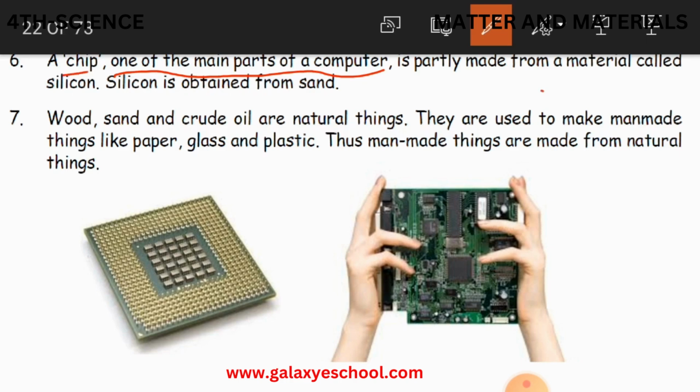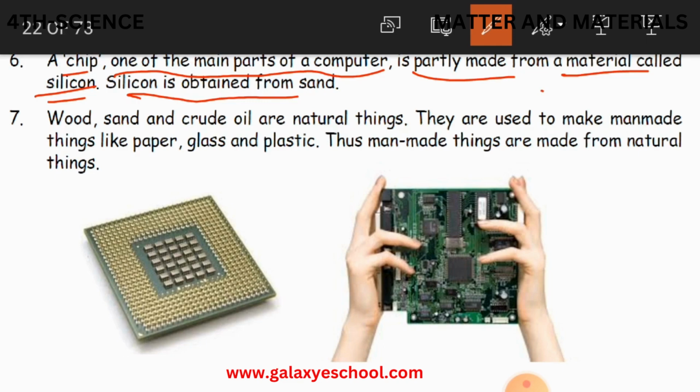This chip is partly made from a material called silicon. How do we make this chip, children? With a material called silicon, and silicon is obtained from sand. Sand is a natural material, and from that natural material we are making a material which is called silicon.